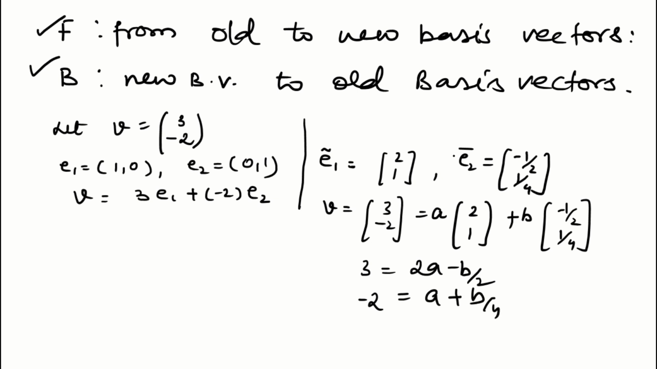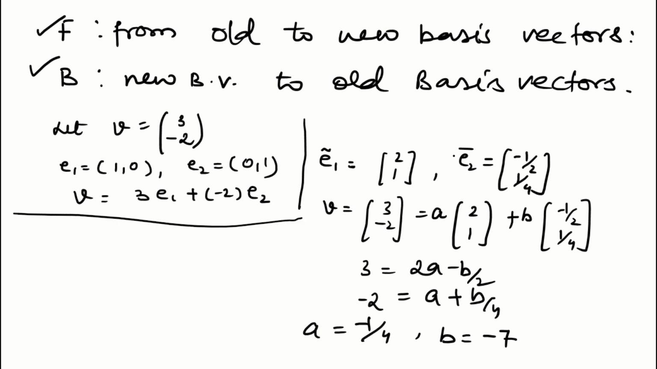When you solve, you will get A as minus 1 by 4 and B as minus 7. That means in the new coordinate system, the first coordinate is minus 1 by 4. So A is minus 1 by 4, and this is E1 bar, plus B is minus 7, E2 bar.